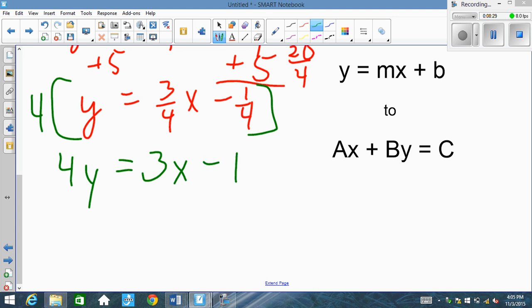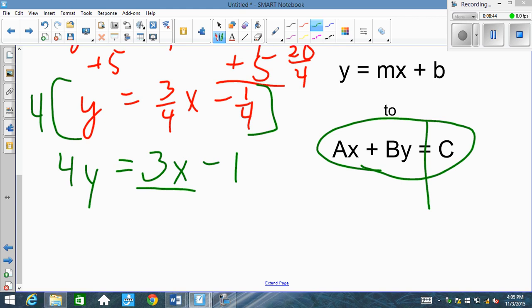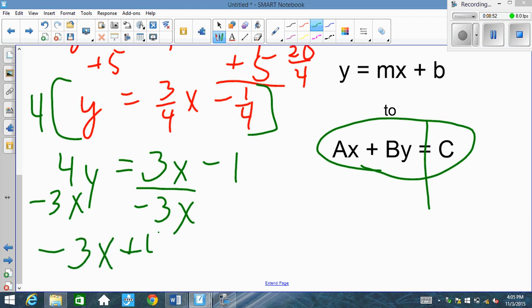So again, we've got all integers now, but we have to have the x and the y on the same side. If you look at the format here, the ax and by, notice the x and y are both on the left side of the equation. So right now the x is in the wrong spot. So I need to get rid of it from this side and put it over here to this side. And we get a negative 3x plus 4y equals the negative 1.